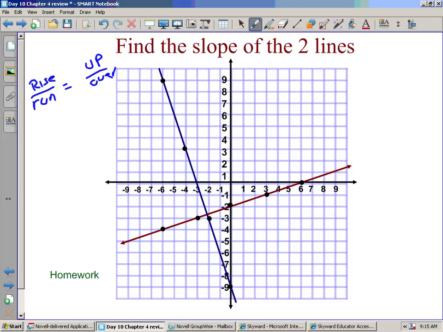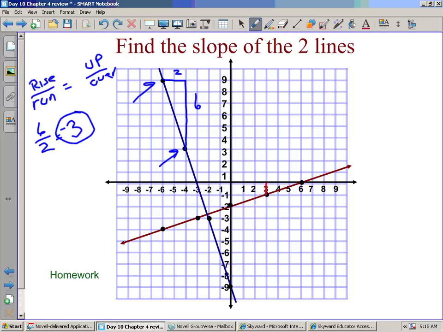So in the first problem, I'm going to use these 2 points right here and here. I'm going to count up from here. 1, 2, 3, 4, 5, 6, over 1, 2, over 2. So my up was 6, my over was 2. If I reduce that, I just get 3, and it's in a negative direction, so it should be a slope of -3.